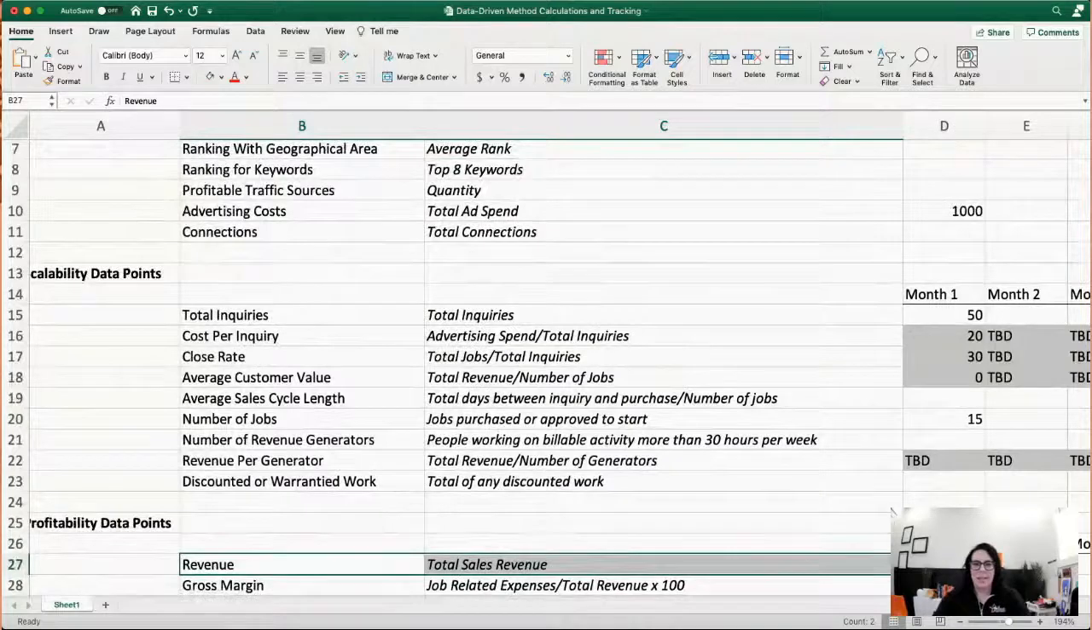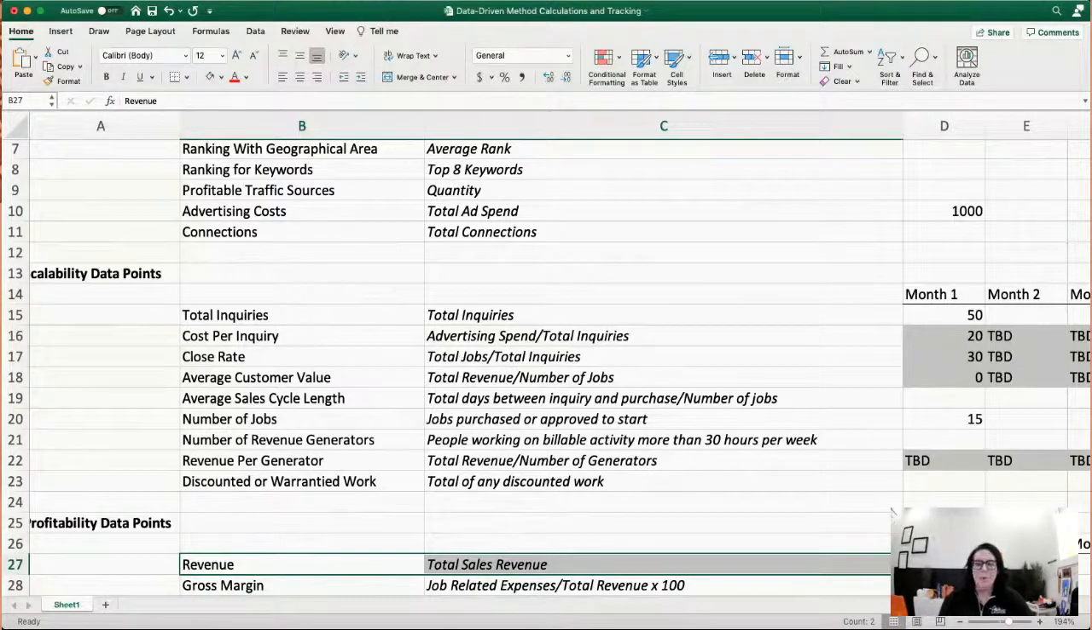Average sales cycle length, total number of days. This is something you're going to have to track. Really we're looking to determine, from the first time that you talk to someone, how long it is on average taking for that person to move ahead to being a customer? And so that is a metric that we track. Most likely not something that you're tracking now, but something that you want to work towards.